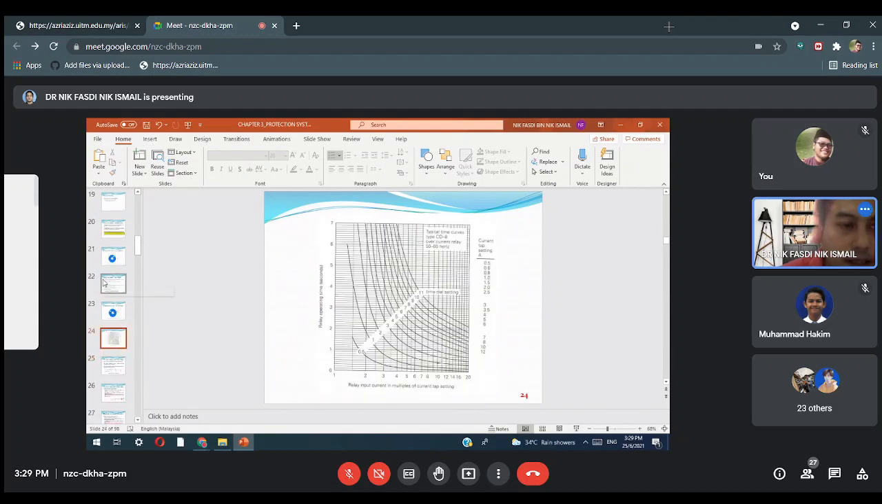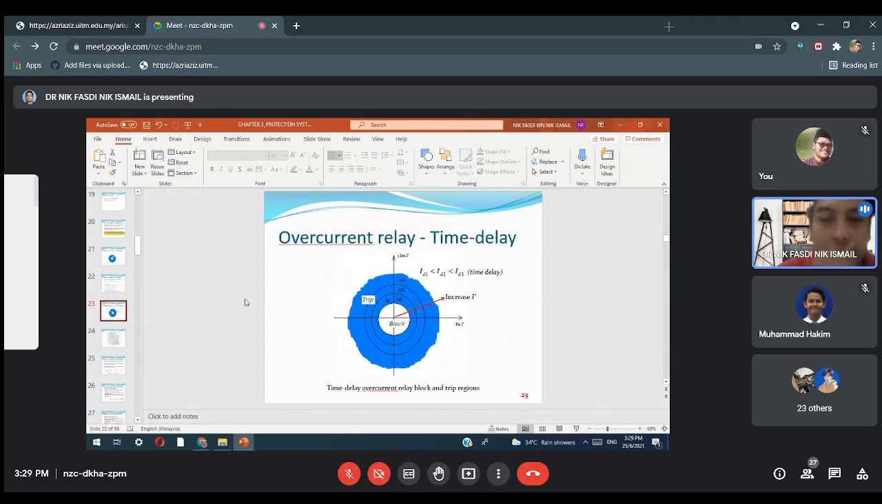Okay. Then next we have time delay. Time delay means sometimes we don't want the relay to operate instantaneously. We don't want it to operate immediately. We put in a time delay, maybe 0.5 second, 1 second. So there is a time delay. This is the overcurrent relay with time delay.